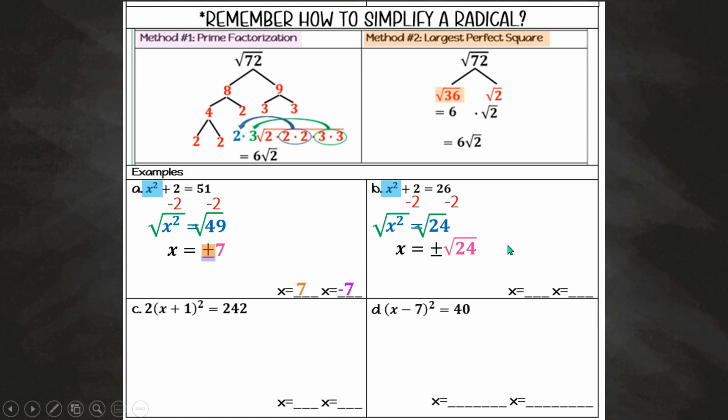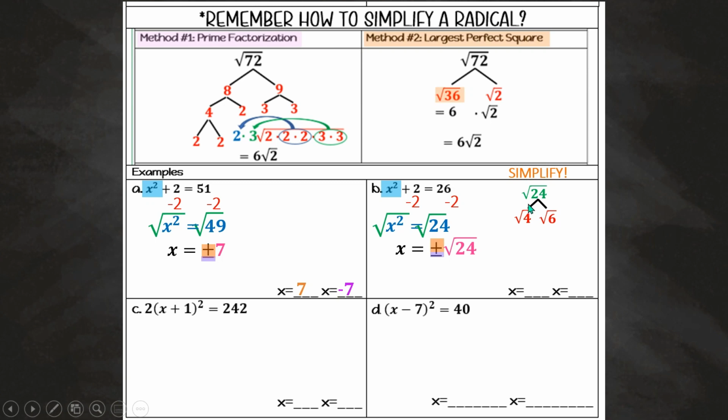However, the square root of 24 is not a perfect square. So x is equal to plus or minus the square root of 24. If the problem requires you to simplify, then we have to simplify that radical. So the square root of 24, the factors of 24, are the square root of 6 and the square root of 4. So what I did was I used this largest perfect square method in order to factor or simplify my radical.